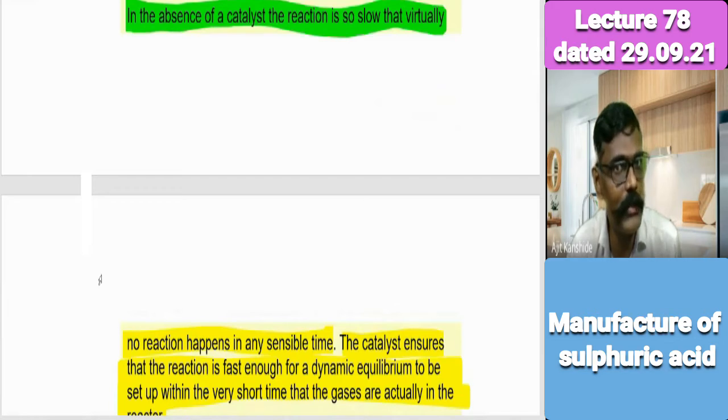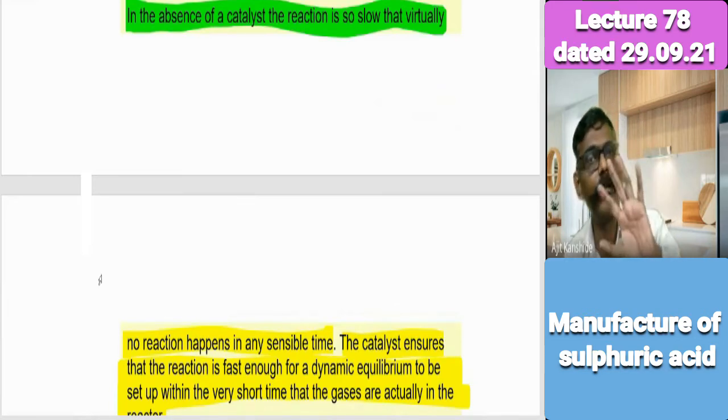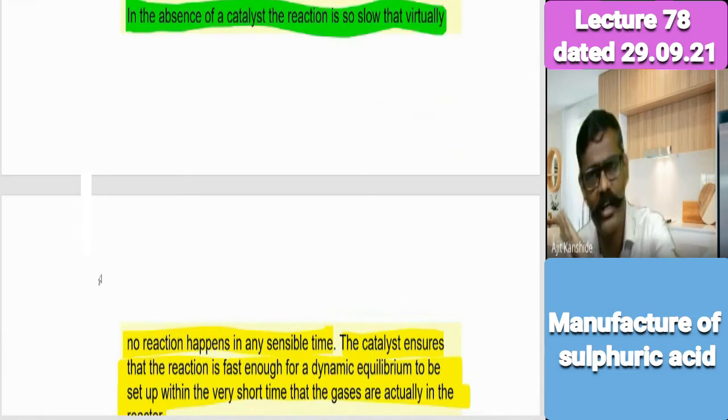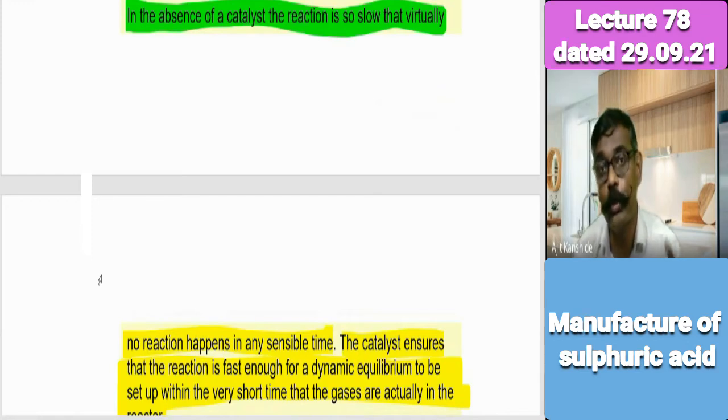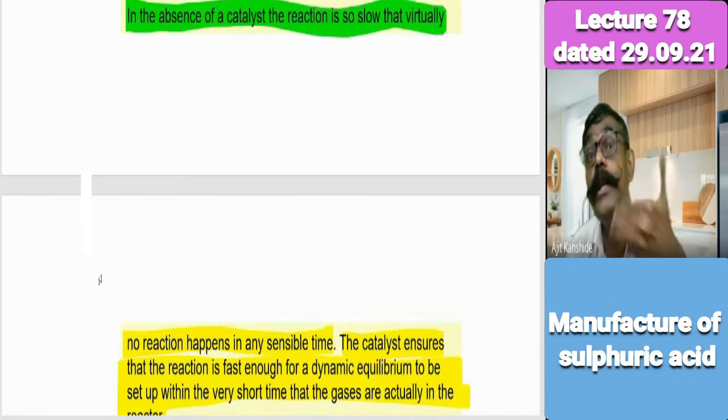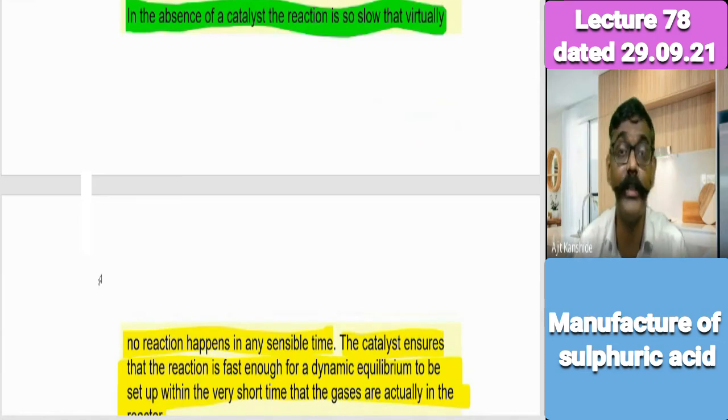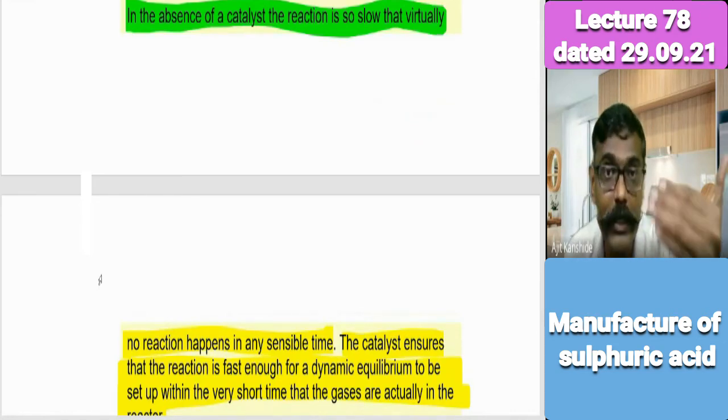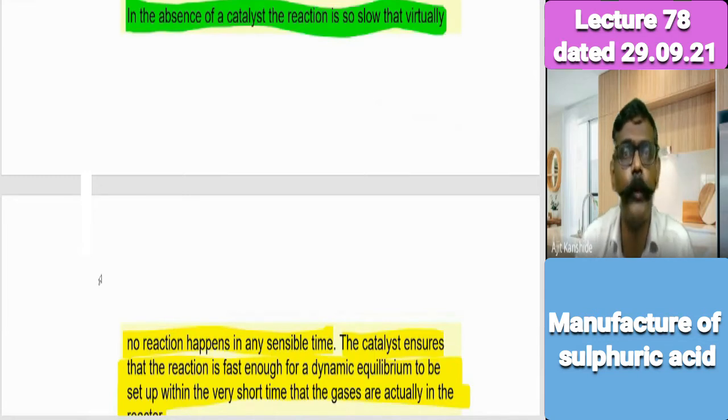SO3. In true sense, catalyst and equilibrium are different. Equilibrium is based on the reactant and the product. The catalyst has nothing to do there, only to speed up the reaction, only to give the provision for the reactants to combine. It is improving our reaction to attain the equilibrium constant. That is the role of the catalyst.